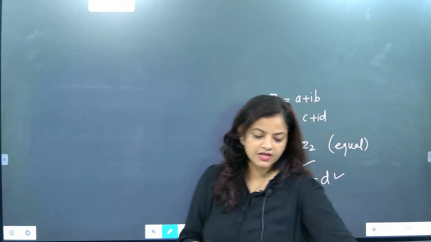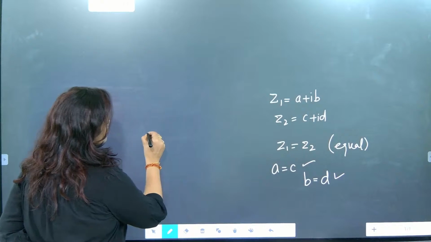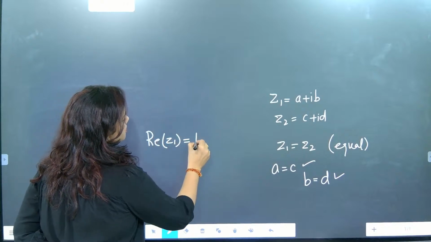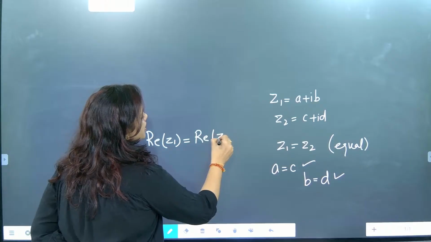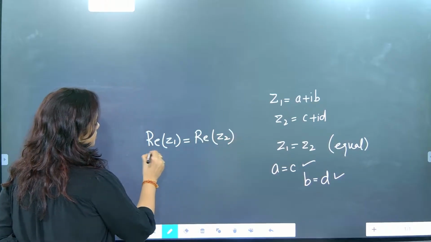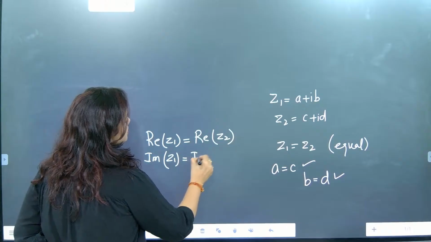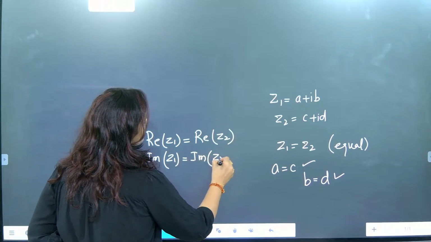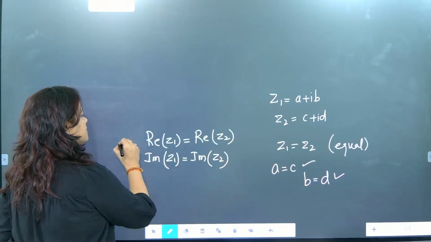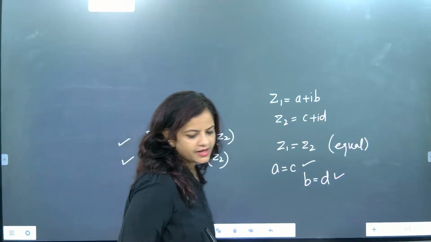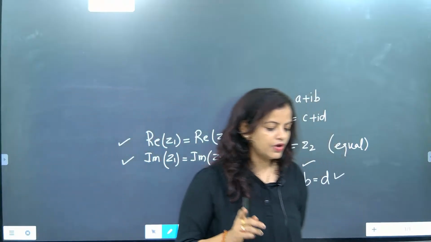Whenever it is written, we write it like this: the real part of a complex number is equal to the real part of another complex number, and the imaginary part of one complex number is equal to the imaginary part of the other. This is the way of writing this content. Now we will go to the next one.